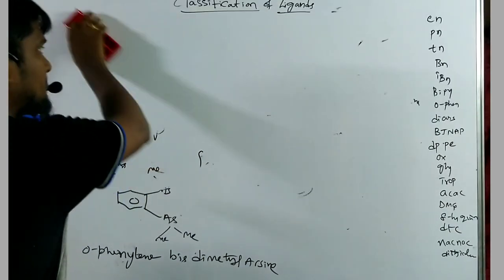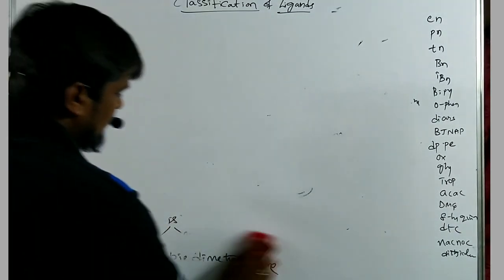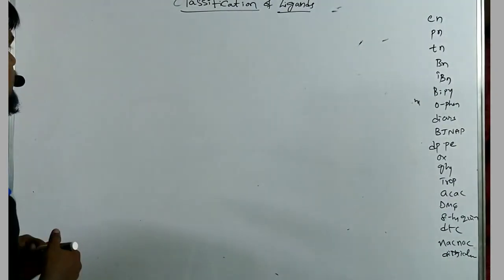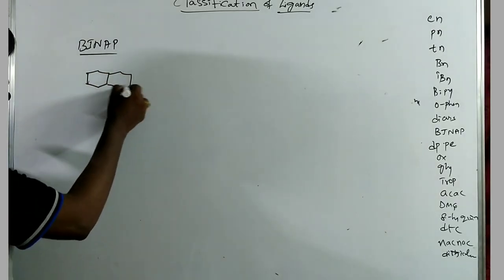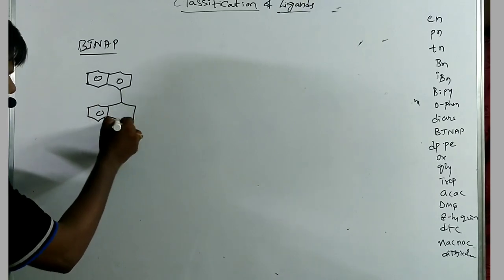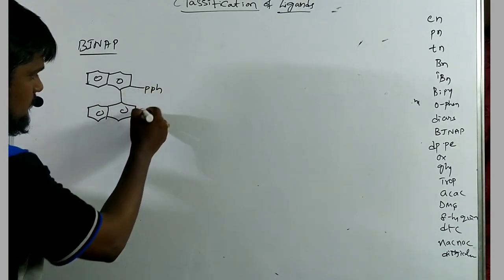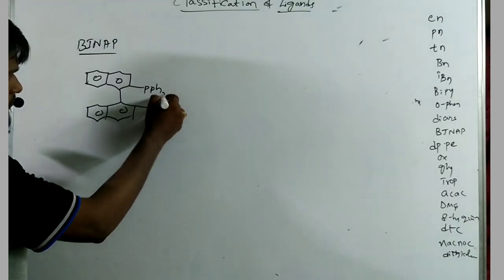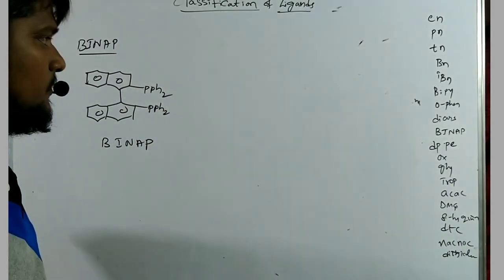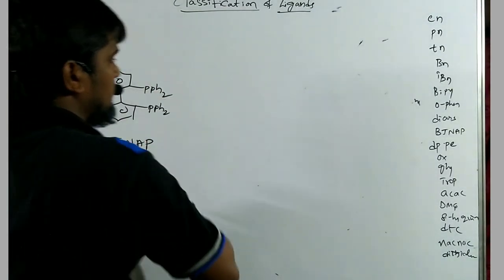After diars, BINAP, which is a chiral ligand that is very useful in asymmetric synthesis. BINAP is used in asymmetric synthesis; we will discuss it clearly in asymmetric synthesis. Next one is diphenyl.